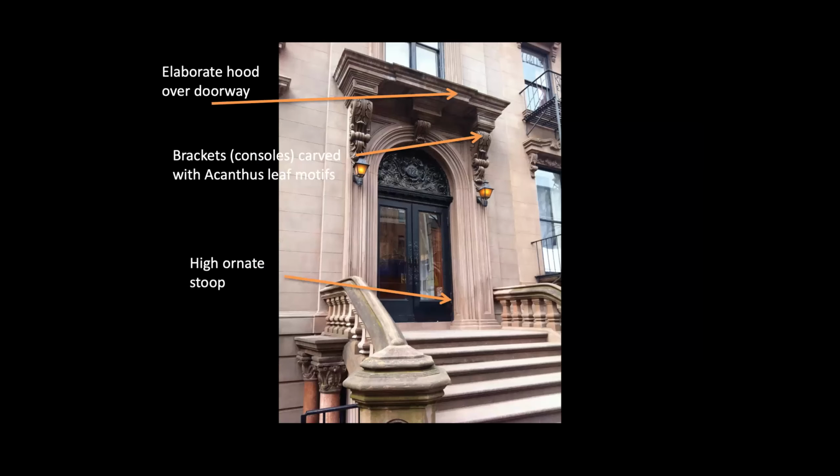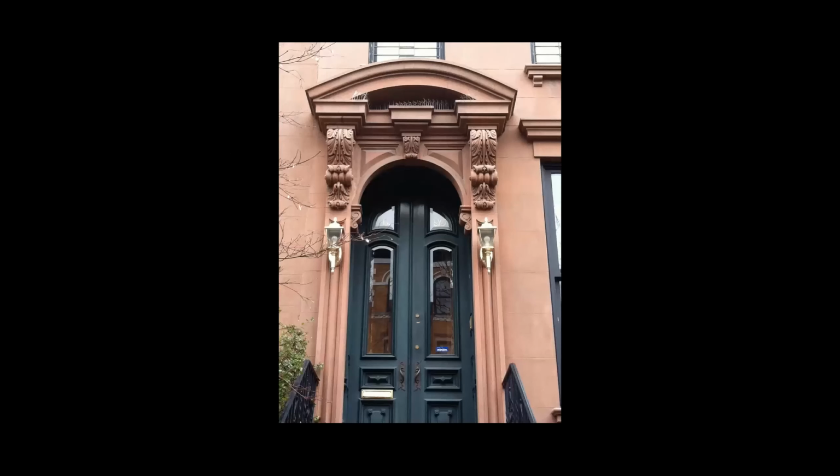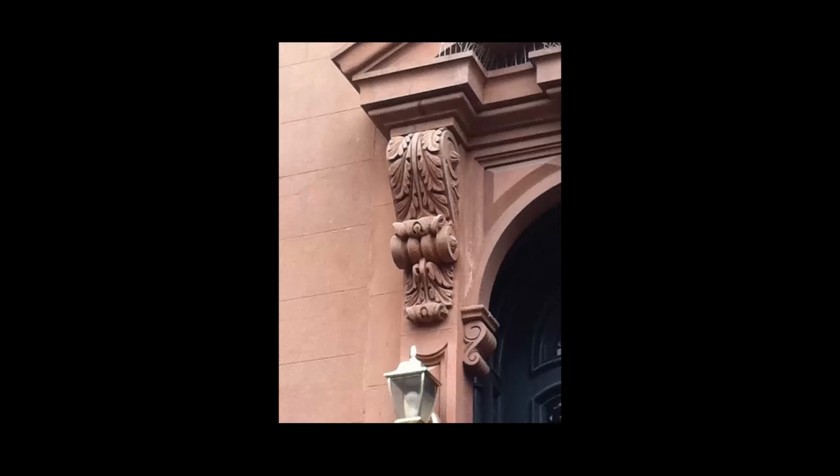And because they got so tall, that means the stoops had to get longer. And so the stoops become much more elaborate. You see really elaborate railings. And then you often see these brackets or consoles on either side of the door, and that's where you see the acanthus leaf detail carved into it. And then a really elaborate hood over the doorway. Here you can see on either side the acanthus leaf detail. That's all carved into the brownstone by hand. Here's another version of it.